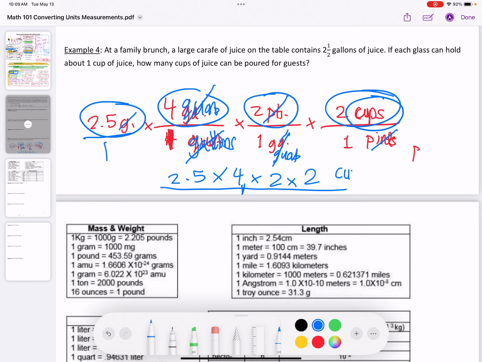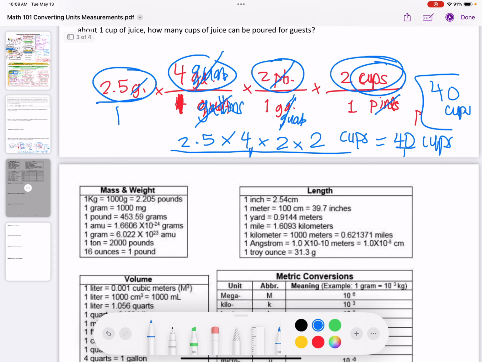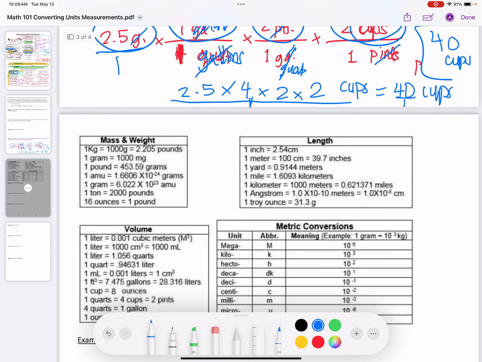So it all comes down to what do all those numbers in the numerator multiply out to? I think 40. Okay, so I think that's 40 cups. And technically it's 40 over 1, but anything over 1 is just that number. Interesting. Okay, that's a lot of cups. So anyway, they can drink a lot of juice at that brunch. Wow. All right, that was fun.